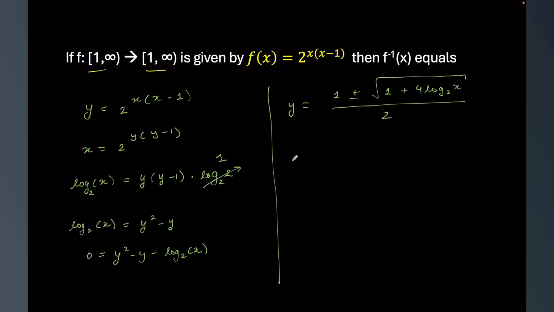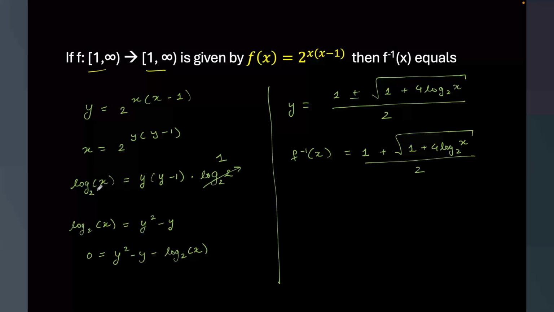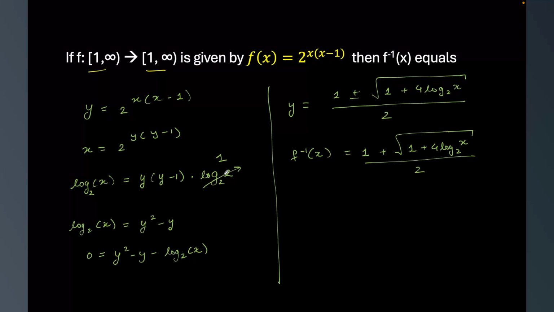So finally, our inverse will be 1 plus square root of 1 plus 4 log base 2 x, all divided by 2. Okay, in this case, you could have taken log base 10, you could have taken the natural log, you could have taken anything you wanted. It really doesn't matter, but the only issue would have been that you would have been stuck with this extra coefficient here, which would have made this entire thing really messy. So just to keep it really simple, I've used log base 2.